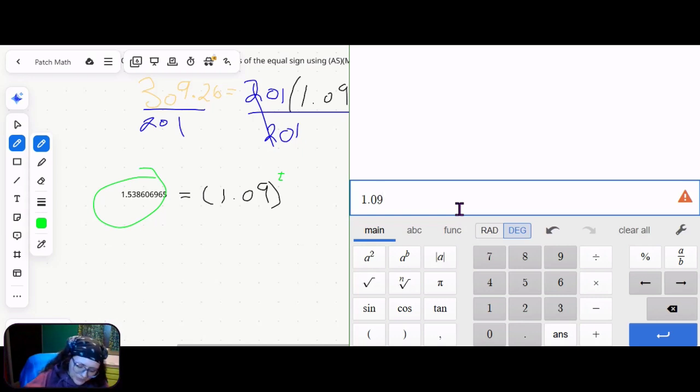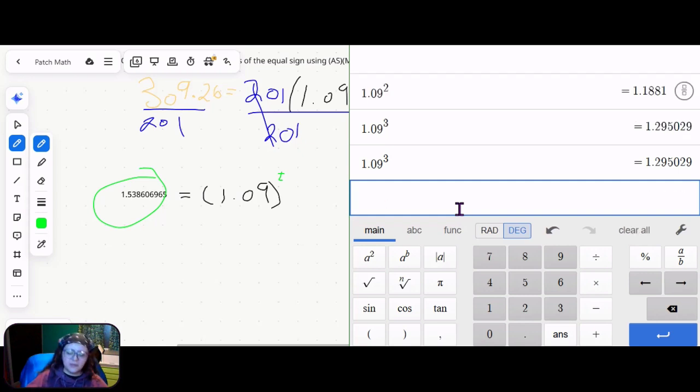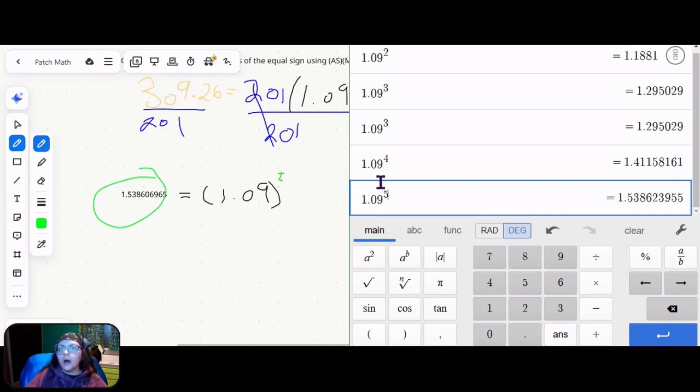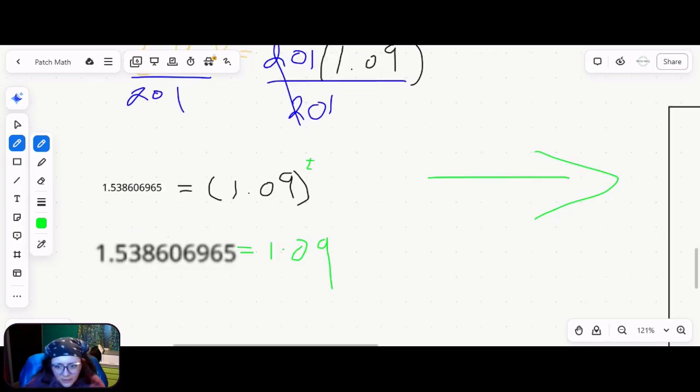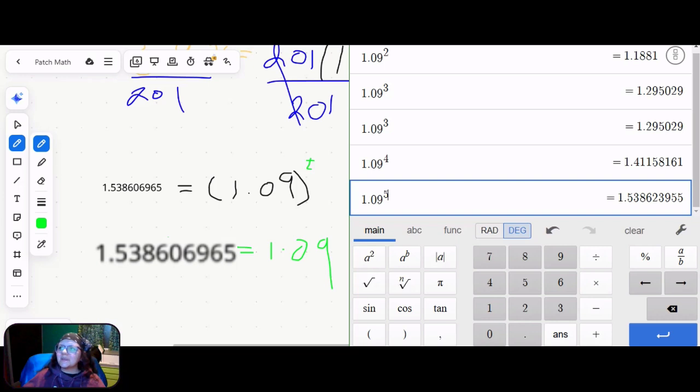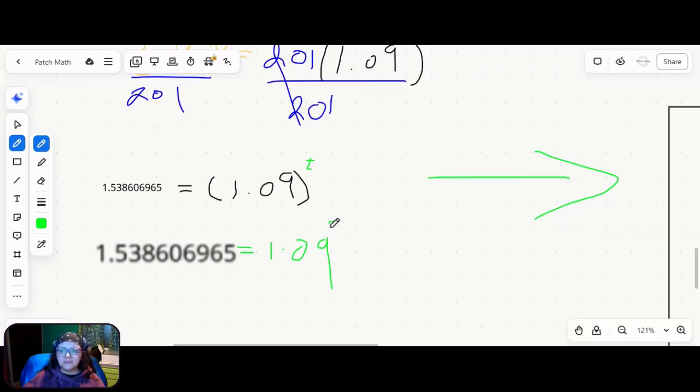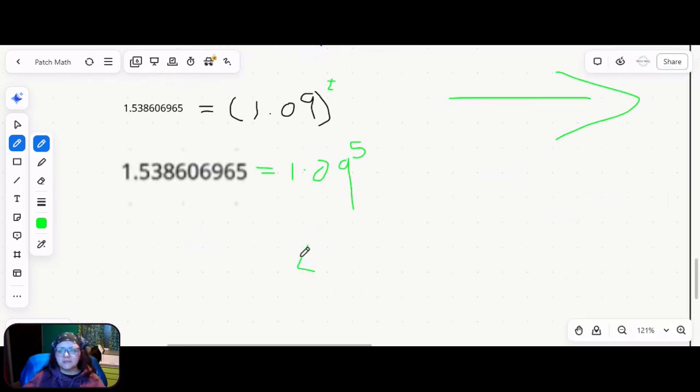Anywho, 1.09 raised to the second power is, we're getting close, but not at 1.09 raised to the third power. Maybe, no, I think we're in the right direction. Keep on keeping on, we're not there yet. But we're getting close. Ding, ding, ding, we have a winner. In this case, this number right here can be written as 1.09 raised to the fifth power. T is equal to 5.